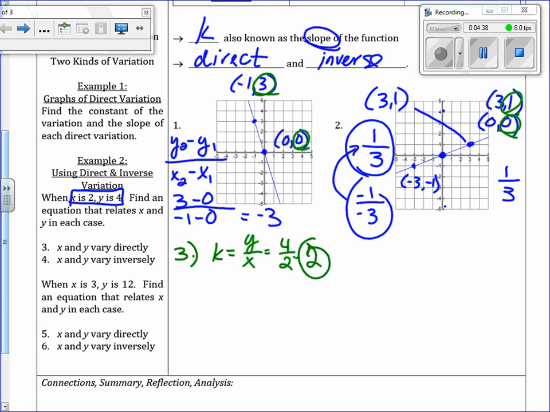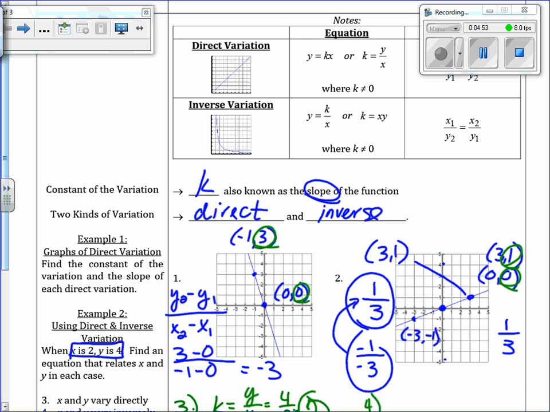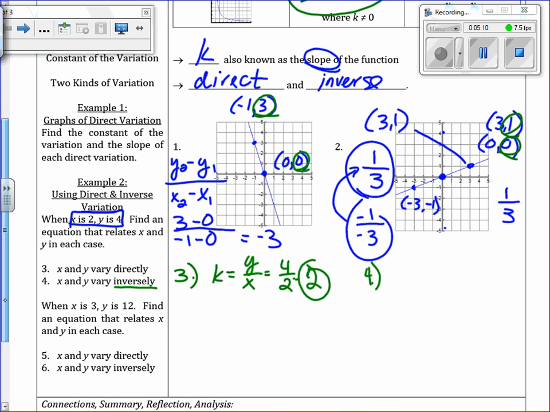For 4, it says when they vary inversely. For inverse, what we want to do is use the equation. And I'm sorry I didn't refer to this before up here at the top. Here's our equations when we're talking about direct, which we talked about last class. And here's our inverse variation. And so we have y equals k divided by x, or k equals xy. So I'm going to use that. I'm going to say k equals xy, and I'm going to go ahead and say 2 times 4, which is 8.